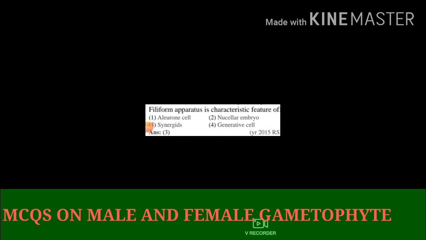Next question. Filiform apparatus is characteristic feature of. Filiform apparatus is nothing but it is the part of the synergids, and these synergids are present lateral side of the egg cell inside the ovule. Here the option number 3 is correct, that is the synergids. This question is asked in 2015. Next question.